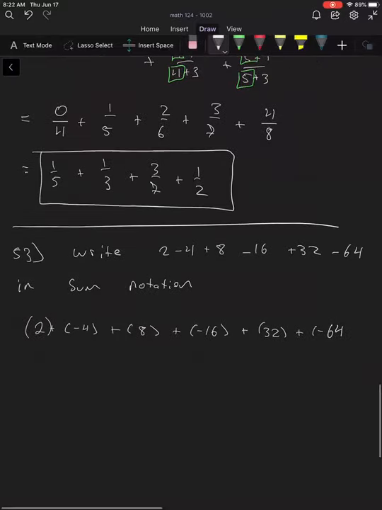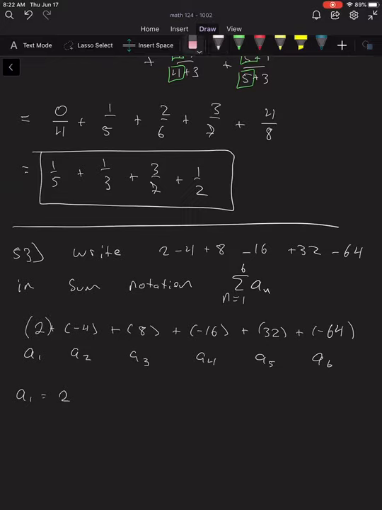So we're given 1, 2, 3, 4, 5, 6 terms. So we want to do the sum as n goes from 1 to 6 of a_n. What we need to do is really find our a_n. So this is our a1, here's a2, here's a3, here's a4, here's a5, and here's a6. So how can we find the pattern? Well, we know that a1 is just going to be 2. And we see how it goes plus, minus, plus, minus, plus, minus. So we're starting with a plus, so let's take care of that first.